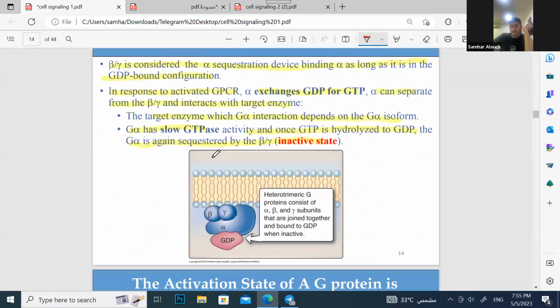Okay, so here it says that beta and gamma cause sequestration of the alpha subunit, and it inhibits it from doing the action, and also GDP inhibits it. Once the ligand binds, GDP gets converted to GTP, and alpha gets removed from beta and gamma, so alpha can go and cause the response. Once we want it to be inactivated, we hydrolyze GTP into GDP, and beta and gamma bind to the alpha subunit again, and it becomes inactive.